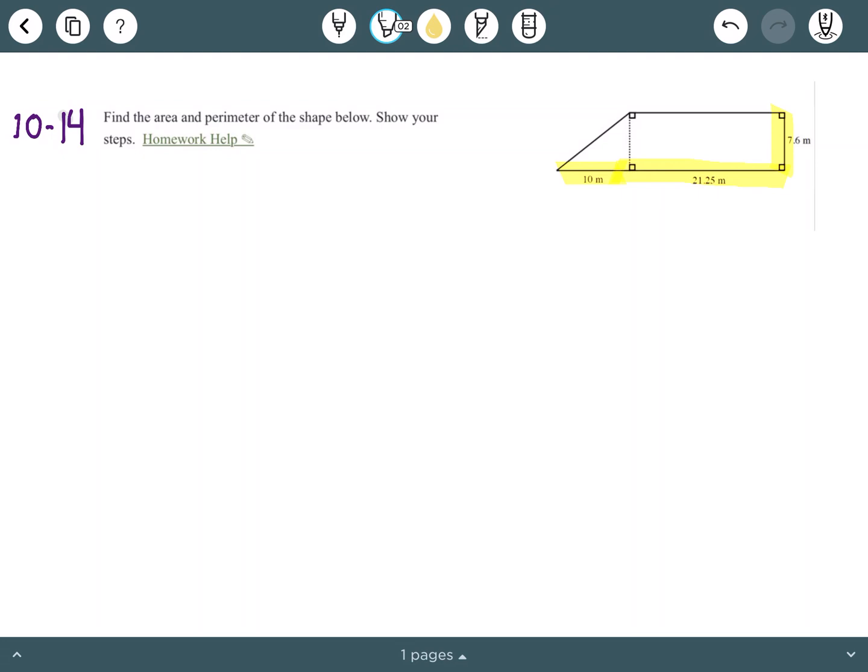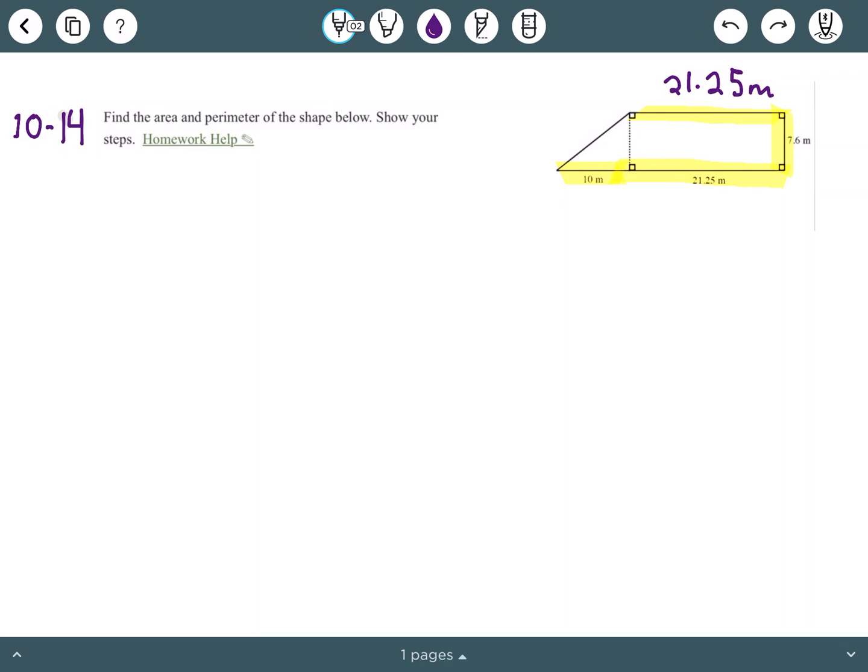Well, I know that this length here must also be 21.25 meters, right? Because it's the same length as this side. So I can write that in. Now, I need to figure out the length of this side. But oh my goodness, how am I going to do that? There's no other diagonal. This is the only diagonal, and I have no information on this, right? Wrong. Actually, we can figure out that diagonal using the Pythagorean theorem.